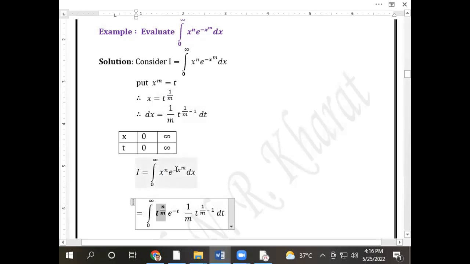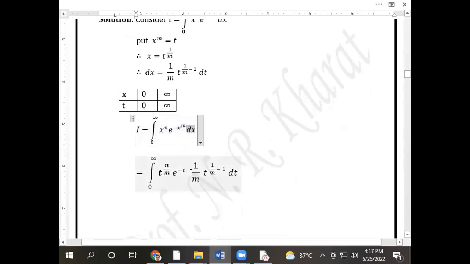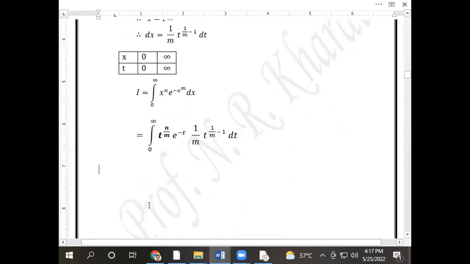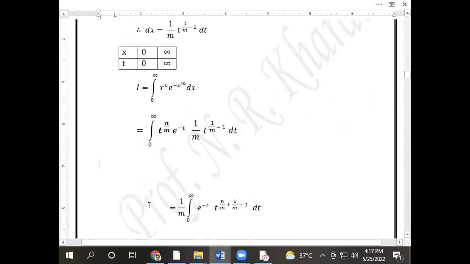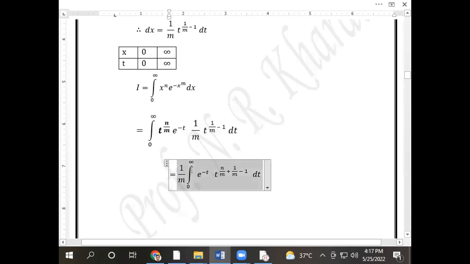Then e raised to minus x raised to m becomes e raised to minus t, simply replacing the value of x raised to m. And the value of dx is equal to 1 upon m t raised to 1 upon m minus 1 dt. There are two terms containing t. In the first term the index of t is n upon m, and in the second term the index of t is 1 upon m minus 1. And this 1 upon m is a constant, so we take it outside the integration. So we get 1 upon m, integration 0 to infinity, e raised to minus t, and we add the indices of t, that is n upon m plus 1 upon m minus 1.